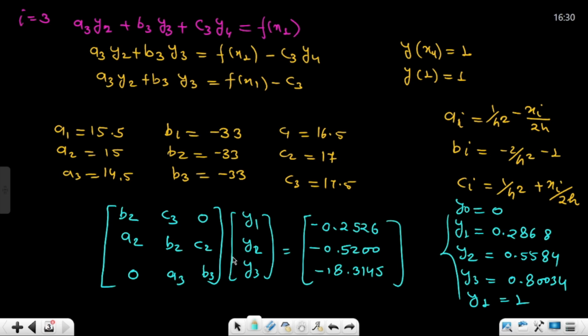The importance or significance of the sparse matrix is that we can find the solution with less computational cost. Now in this case we will discuss the Python code.